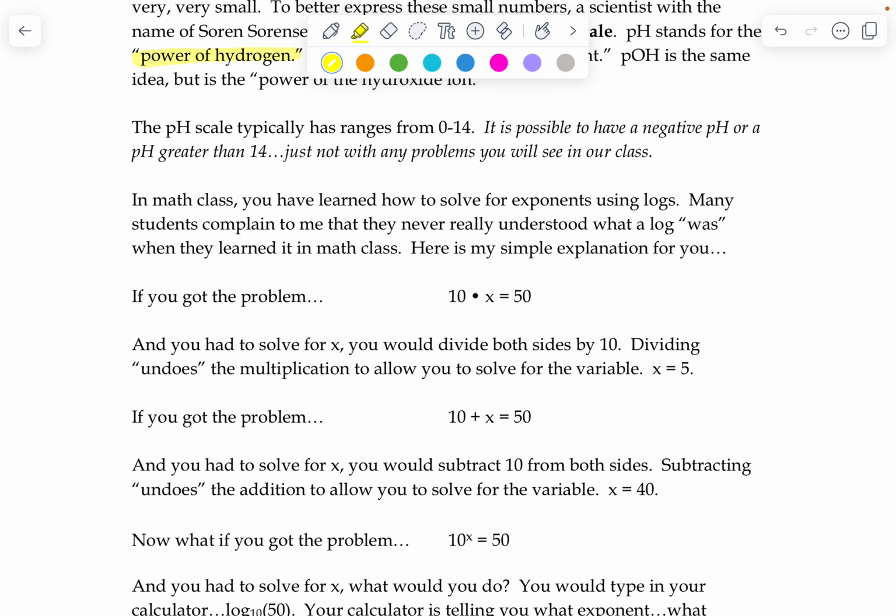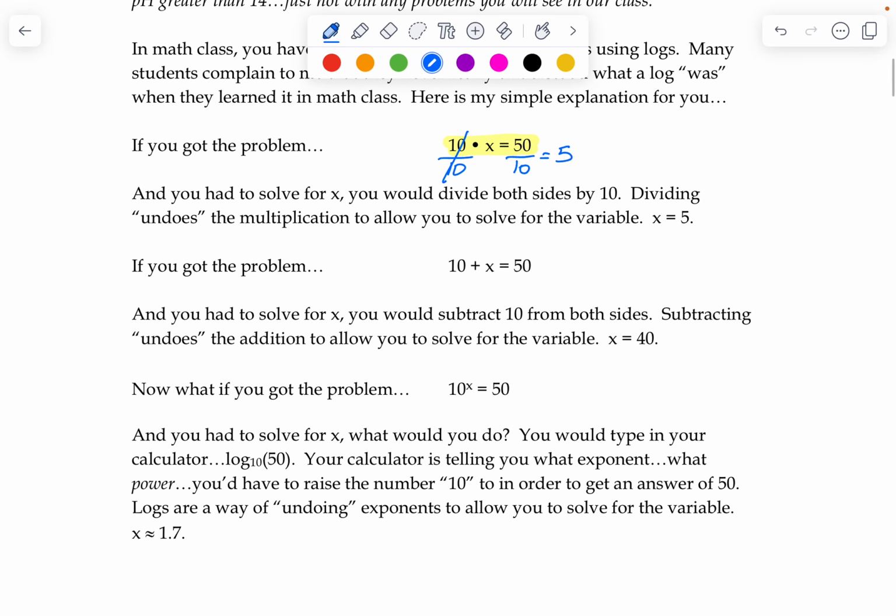So if I gave you the problem 10 times x equals 50, and I asked you to find x, you would divide both sides by 10 in order to get the x by itself, right? And so your 10 over 10 would cancel out. 50 over 10 simplifies to just 5. So the way you undo multiplication is by doing the opposite of it. You do division. If I gave you the problem 10 plus x equals 50 and you had to find the value of x, you would subtract 10 from both sides because the opposite of addition is subtraction.